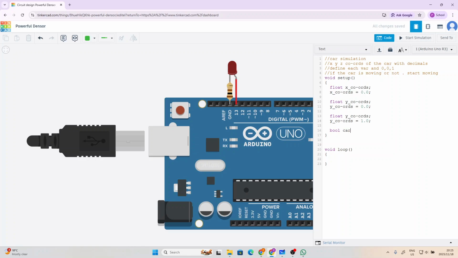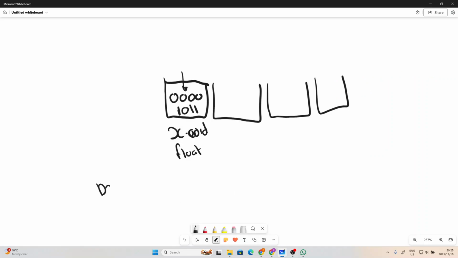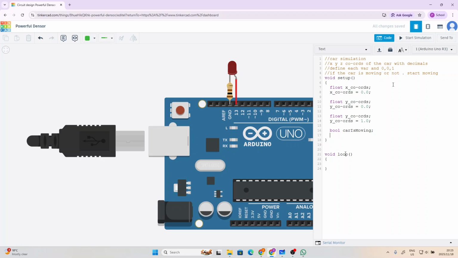Right, and we're going to say car is moving. Excuse me, spelling. Then it's slightly different from what we've been doing so far. When we work with a boolean data type, a bool, it's either 1 or 0. It's either on or off. It's either true or false.